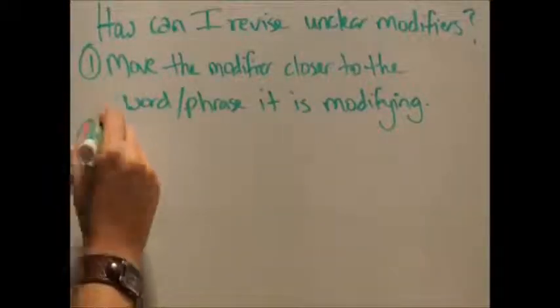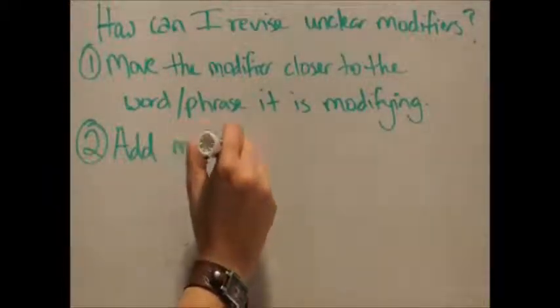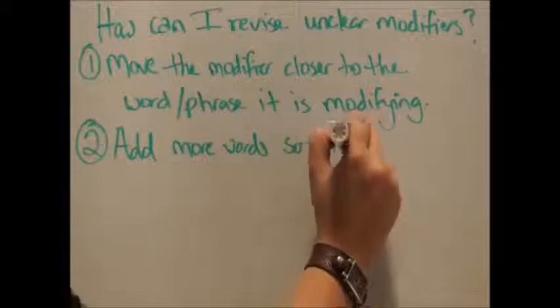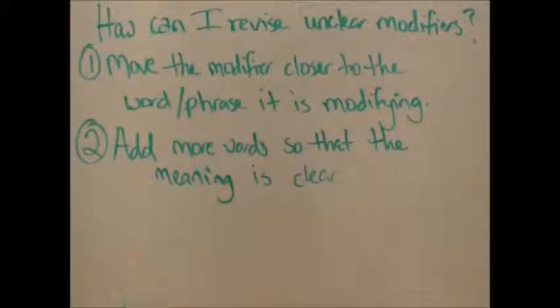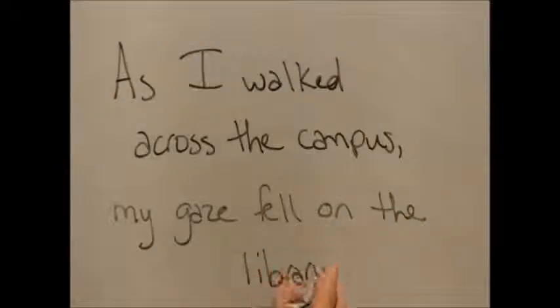Now, how else can I revise my unclear modifiers? Maybe I just need to add some more words so that the meaning is more specific, more clear. For instance, as I walked across campus, my gaze fell on the library. Now I'm walking across campus and I am doing the looking.